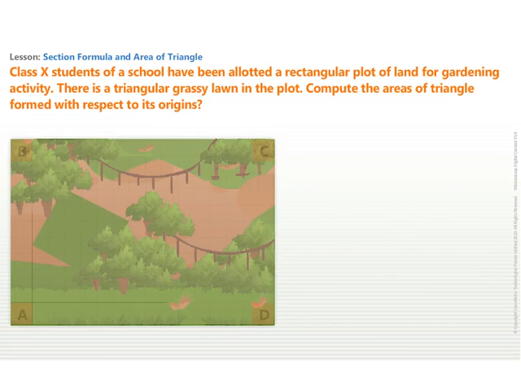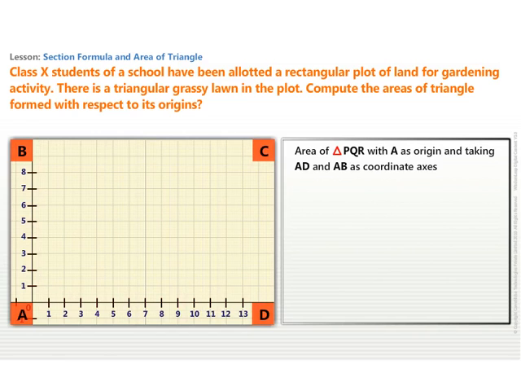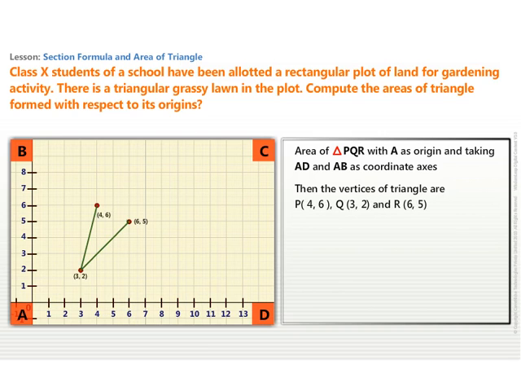Class 10 students of a school have been allotted a rectangular plot of land for gardening. There is a triangular grassy lawn in the plot. Compute the area of the triangle formed with respect to its origins. To find the area of triangle PQR with A as origin and taking AD and AB as coordinate axes, the vertices of the triangle are P (4, 6), Q (3, 2) and R (6, 5).